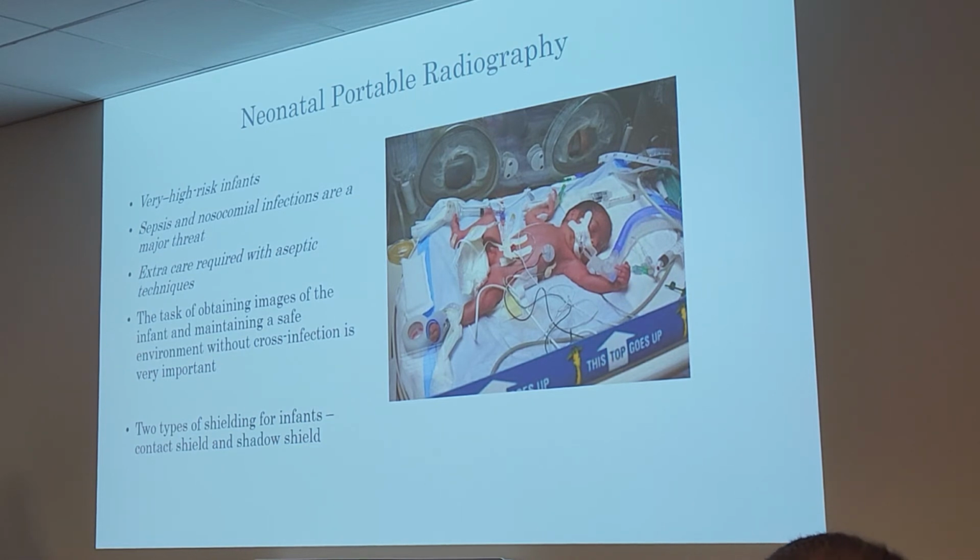One is the contact shield, which is a tiny little shield for their gonads, or shadow shield, which is part of the tube housing itself. It just places a shadow in the path of the X-ray beam in order to prevent contact. Like the collimators? Yes.